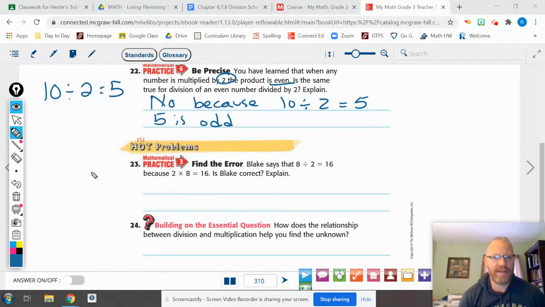So we understand that now. Any number divided by 2 is not always even. Sometimes. Blake says that 8 divided by 2 is 16 because 2 times 8 is 16. Is he correct? No. 8 divided by 2 equals 4. He multiplied both times.